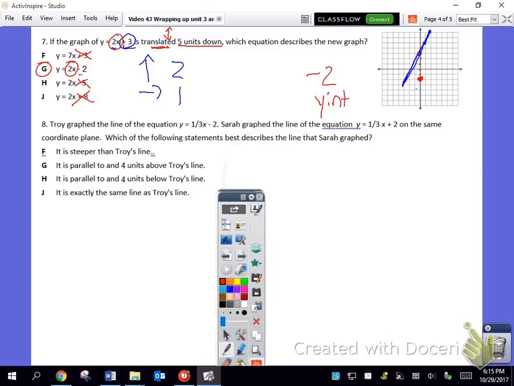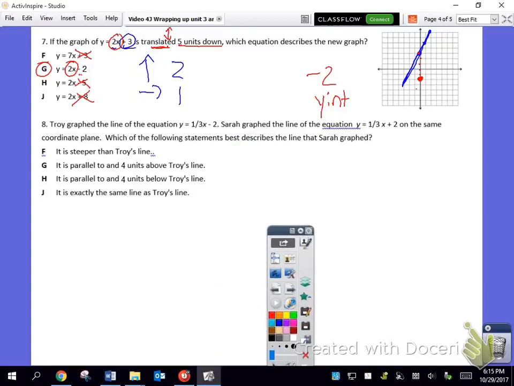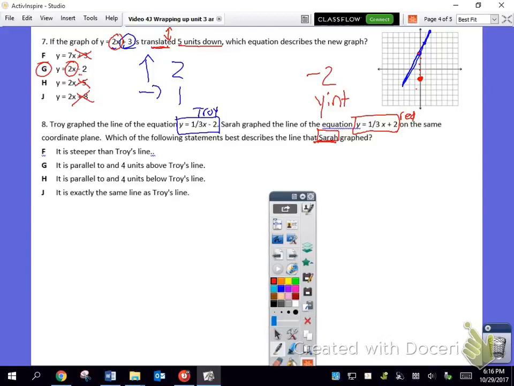On number 8, Troy graphed the line of this equation. Now when I graph, the first one will always come up blue. This one is Troy's. And Sarah graphed the line of this equation. So Sarah's is going to come up red on the same coordinate plane. Which best describes the line that's Sarah? Sarah is the red one, okay? So I want to look at the red one. Now, when it says it's referring to the red, it is steeper than Troy's, which is the blue, okay? Anytime it says Troy's, it's talking about the blue line. It's referring to Sarah, okay?